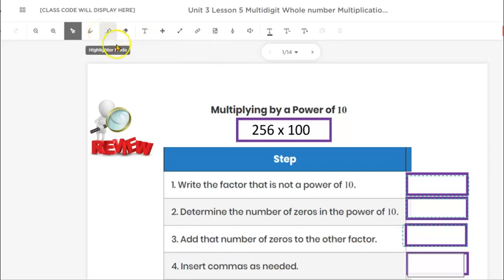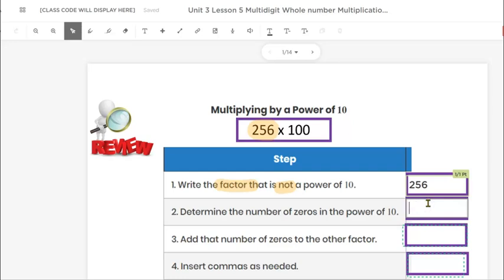So we have a problem here, multiplying by a power of 10. It says 256 times 100. There are 4 steps that we can follow to get our answer. The first step is to highlight the factor that is not a power of 10. So that would be 256. And then you may write that in the box, 256.